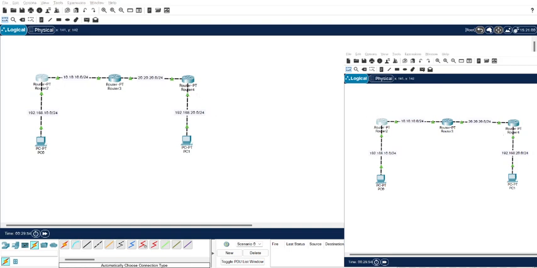Let's do it. The command is pretty easy. The command is this: ip route, the gateway. Okay, 20.0, the subnet mask, and after that is the gateway of your right router, like this. Okay, done.